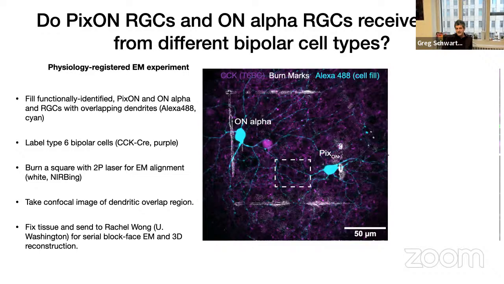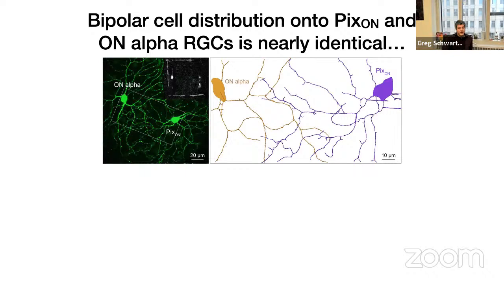So we can know which dendrites belong to which cell and find all the bipolar cells. This is what this looks like once you've done it. So here's the picture of the two cells. In white is the region that was reconstructed in the 3D EM, and that's the same cells in the EM. Even though they're the same color and there's no color contrast in the EM, it's totally obvious which dendrites belong to each ganglion cell because you can trace them back and compare them to the confocal image.